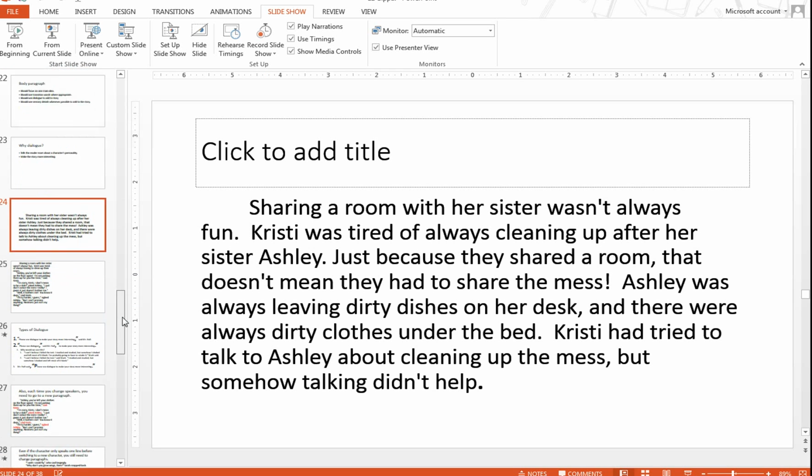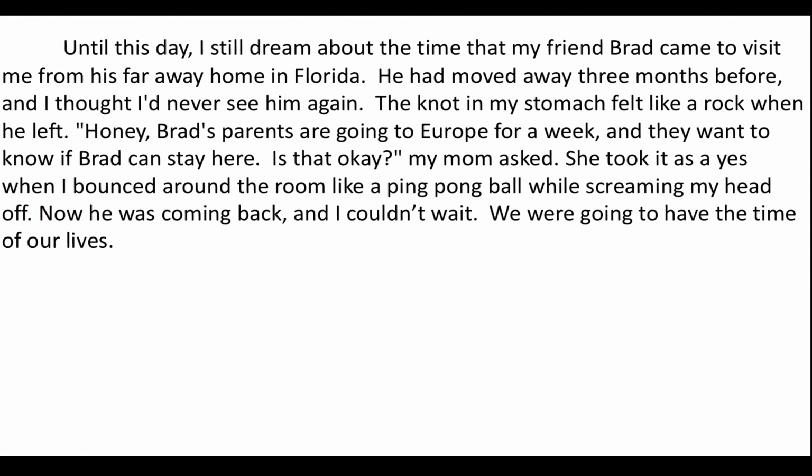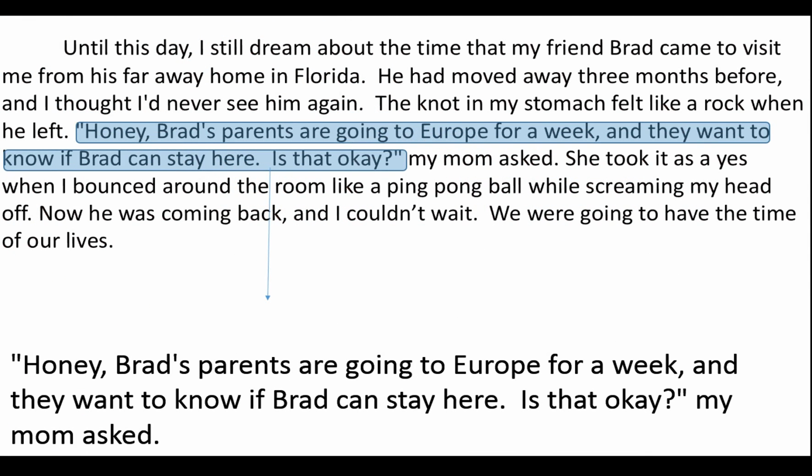Okay, let's go back to the one that we've been working with this entire week, the story about Brad visiting. Notice here, this author inserts some dialogue right here. This dialogue allows us to figure out what mom's really like. She calls Brad honey, which makes it look like she's a great mom, and it just makes the paragraph a lot more interesting. So that's an example of how to use dialogue. Remember that our goal for this personal narrative is to use dialogue at least twice. So at least try to find 2 spots in your personal narrative where you can use dialogue.